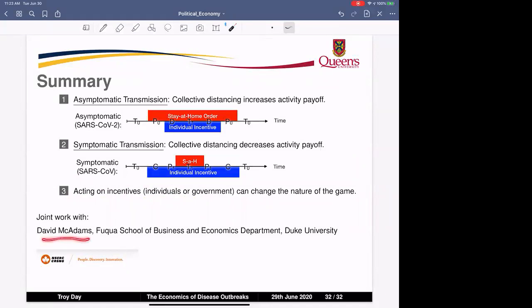Again, I'll finish there by acknowledging David, who is really the person who got me interested in all this and laid out basically most of these results to begin with.